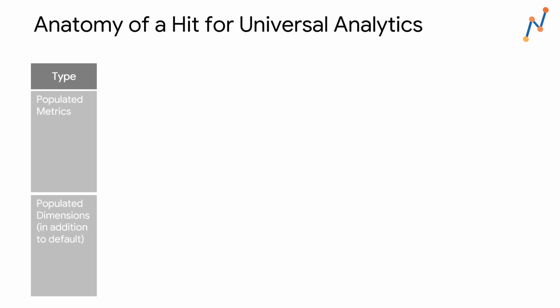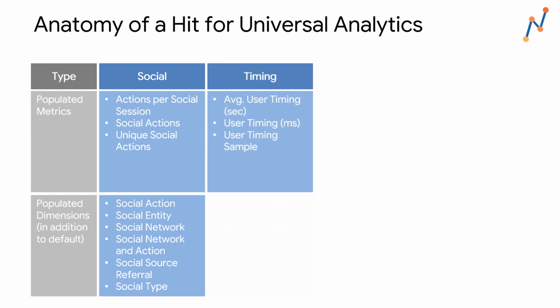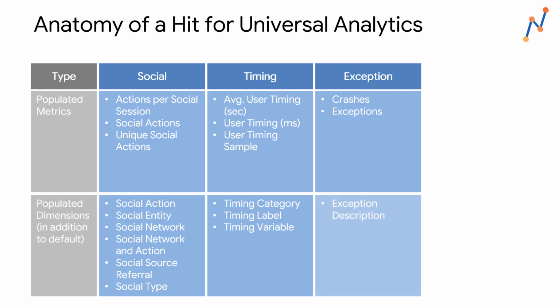So let's have a look at the interaction hit type social, which requires a custom setup to be implemented. These types of hits are used for the social reports in Google Analytics. Next is the timing hit, which also requires a custom setup to be implemented. Hits of this type will be used for the user timing reports. And the last interaction hit type I'm going to cover here is called exception and helps to track crashes and errors that occur on your website.